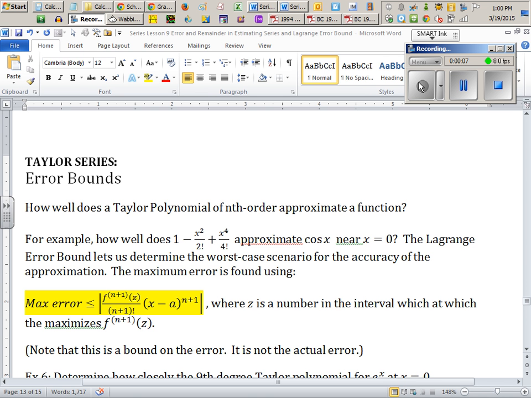Now that we know how an alternating series error works, you just truncate it, and whatever the next term is, that's your error, your max error. We're going to now talk about how well 1 minus x squared over 2 factorial plus x to the 4th over 4 factorial approximates a cosine wave. We can actually look at a picture of this and understand the question better.